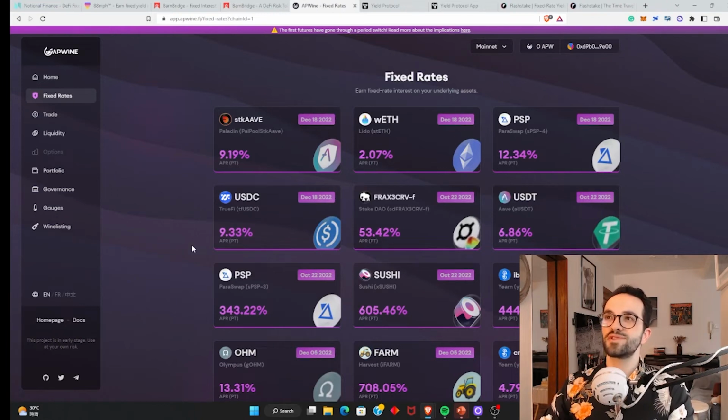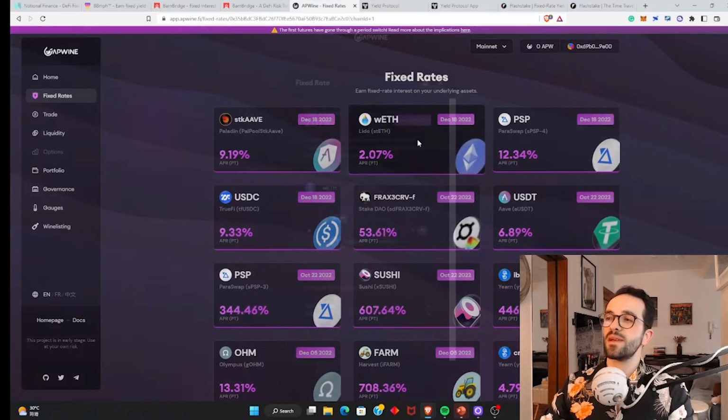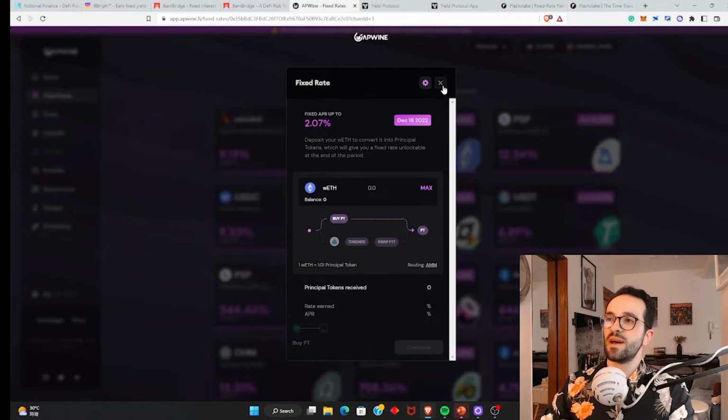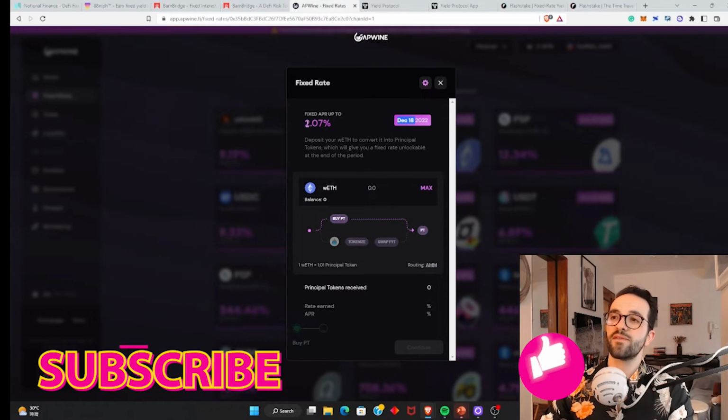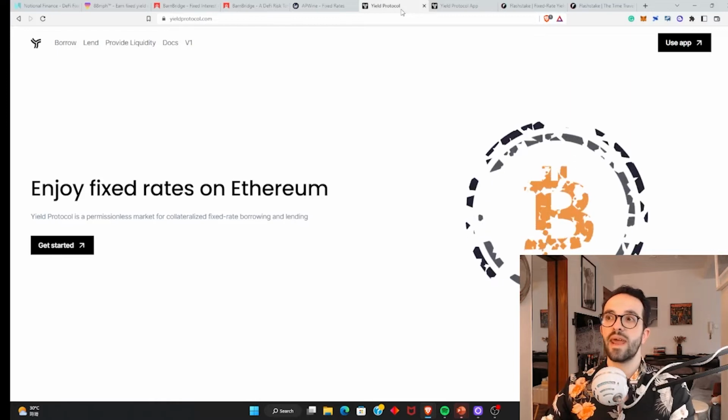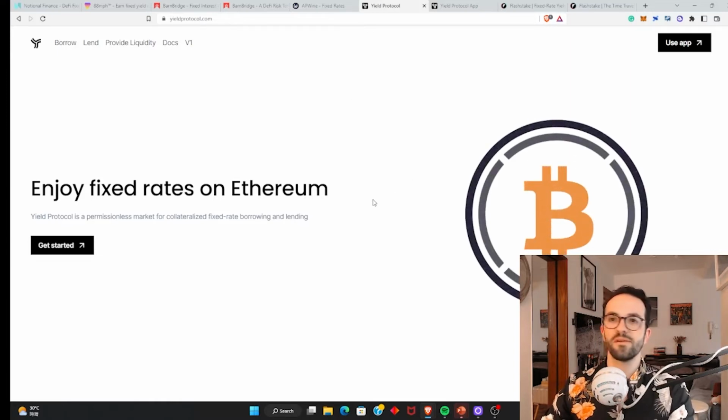Another one very interesting is ApWine. ApWine will also allow you to lend and borrow with fixed rates. Again, you could choose a term, and so this one will be up to December 18 on ETH, and they will pay a fixed amount, a fixed rate of 2.07%. By the way, all these rates are annual rates. We're always talking about annual rates.